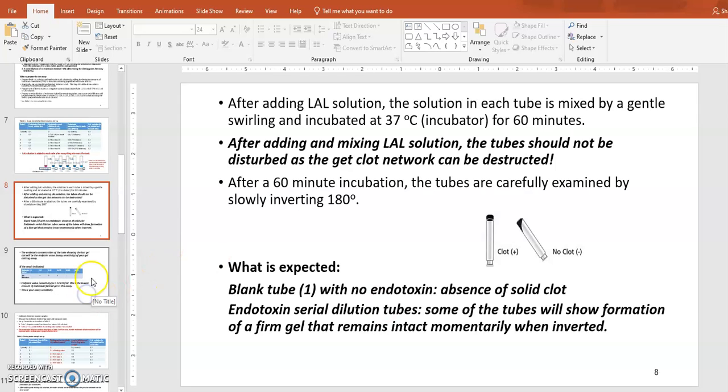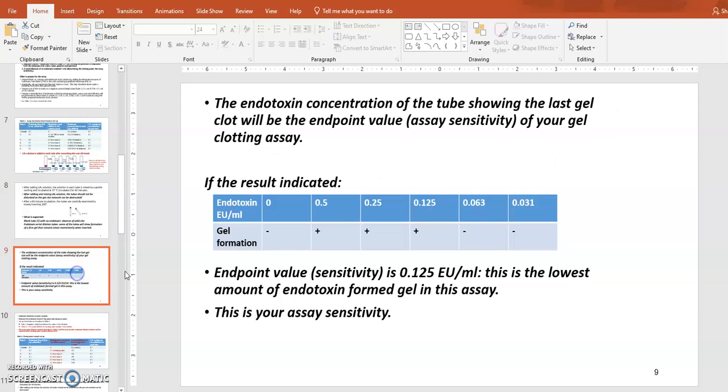So let's say you set it up, and you're going to incubate your tubes at 37 degrees for about 1 hour, and you found the result. What is the result? Of course, the first tube has no endotoxin, so there is no gel formation, right? And from the tubes where the serial dilution of endotoxin was made, you saw gel formation in the first, second, and third. The fourth and the fifth did not give gel formation, it was still liquid.